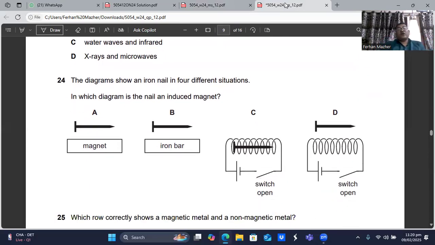Question number 24 showing up on your screen. The diagram shows an iron nail in 4 different situations. In which diagram is the nail an induced magnet?